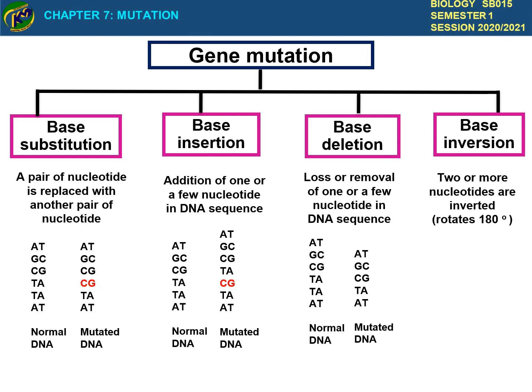Lastly is base inversion. Base inversion occurs when two or more nucleotides are inverted, which is rotated 180 degrees. The example is the third and the fourth base pair, which is cytosine, guanine, and thymine and adenine, are rotated 180 degrees. So as the result, the position of base pairs are exchanged.